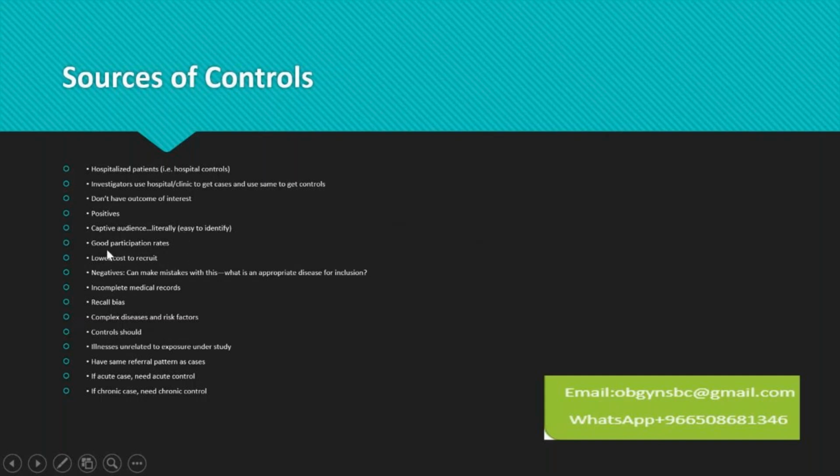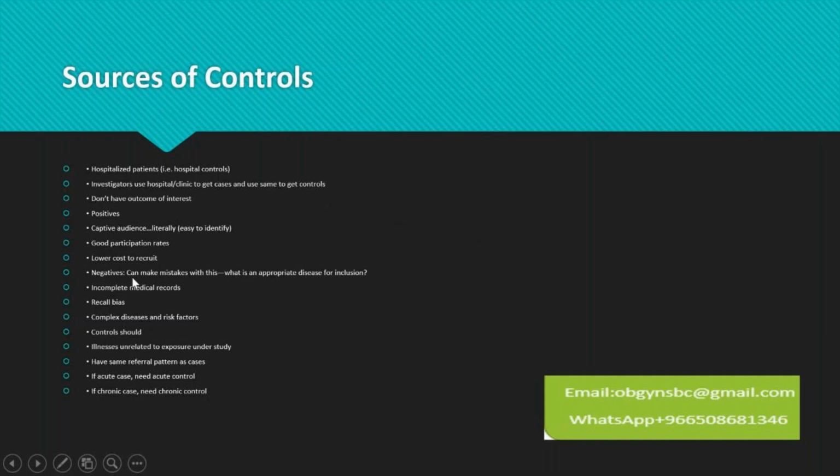They have good participation rates because they want to know what has caused their disease, so they are very willing to share their information. And there is a lower cost to recruit because we are not calling any persons, not emailing them, or engaging someone to talk to them. Because they are inside the hospital, they are very easy to recruit. But what are the cons, or the negative points, about it?